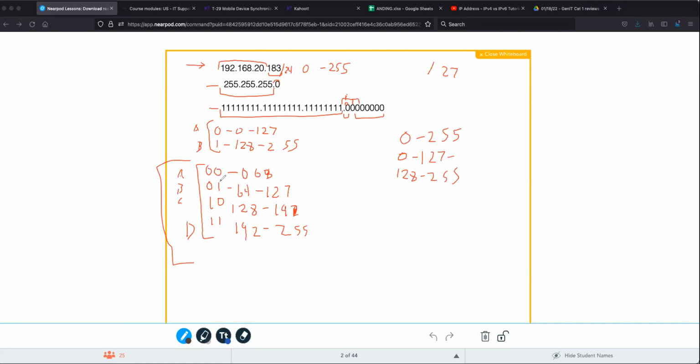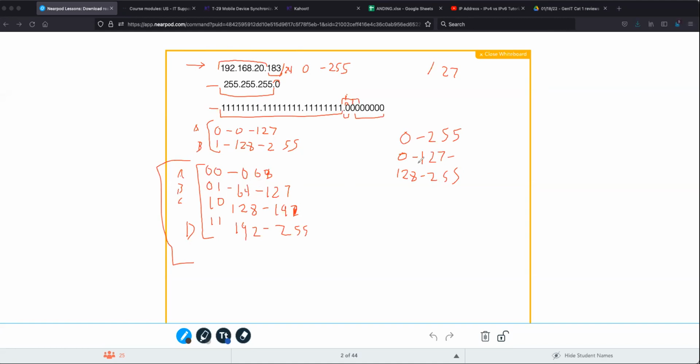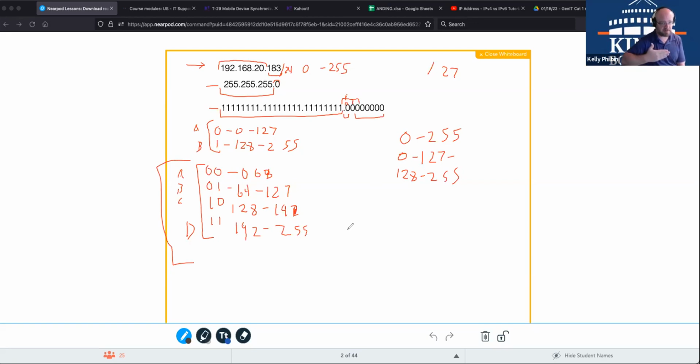Okay. So I would go 0 to 63, and then 64 to 127, because I broke this down in half. And then I would go 128 to 191, the halfway point between 128 and 255, and then 192 to 255. So I broke it down into 4 chunks rather than 2. Each time you go up, you double your networks and you cut your amount of hosts in half.